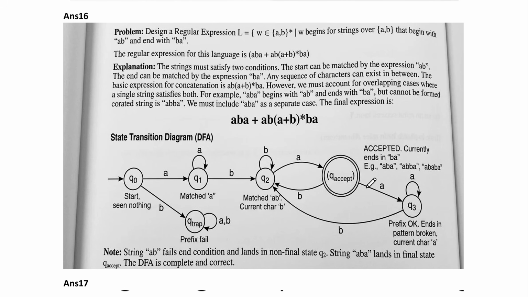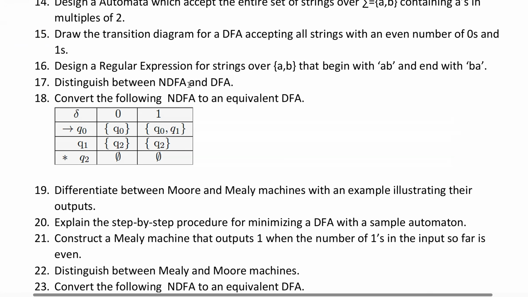This transition diagram is explaining that when we start from the initial state Q0 and reach the final state Q accept, the strings start with AB and end with BA. The remaining transitions are shown because those possibilities can also be there in the complete transition diagram. I think there is no need to explain the transition diagram further; you have enough expertise to draw it. So this is the required DFA, that is, deterministic finite automata.